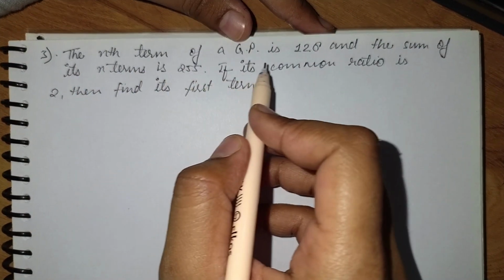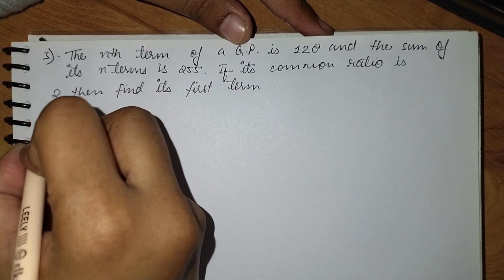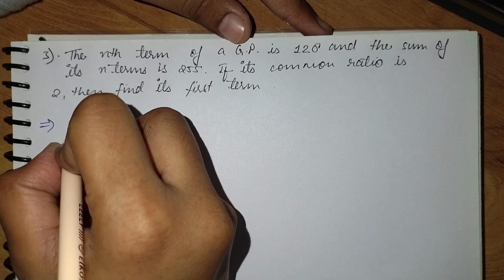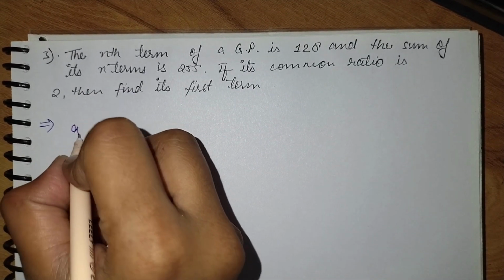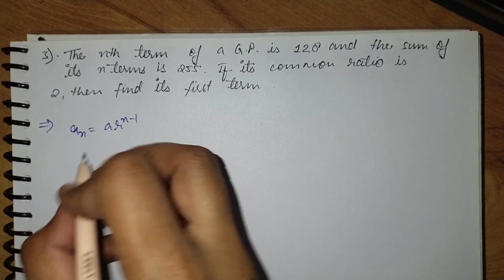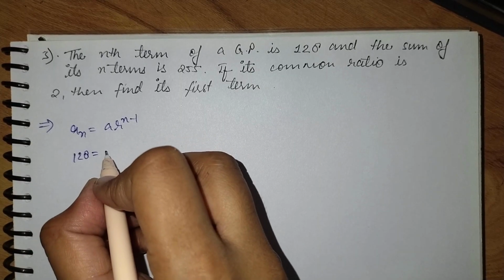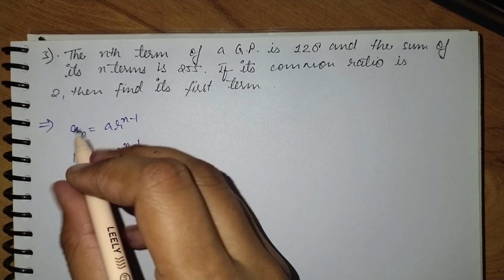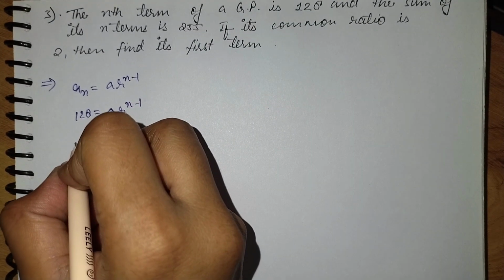The nth term of a GP is 128, we know, and the sum of its n terms is 255, given to us. So nth term means, if we write the nth term here, an, that is ar^(n-1). It is given to us as 128, which means the last term is 128, so ar^(n-1) = 128. And the sum of n terms is given to us as 255.